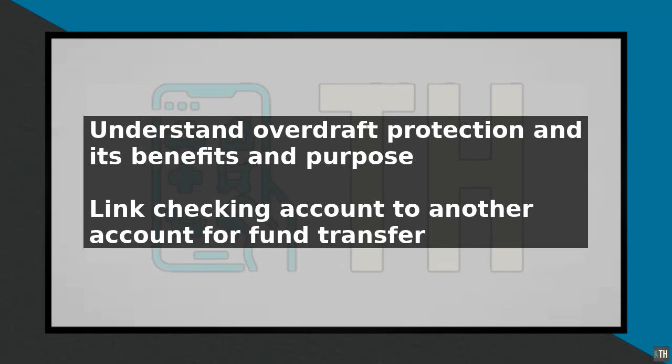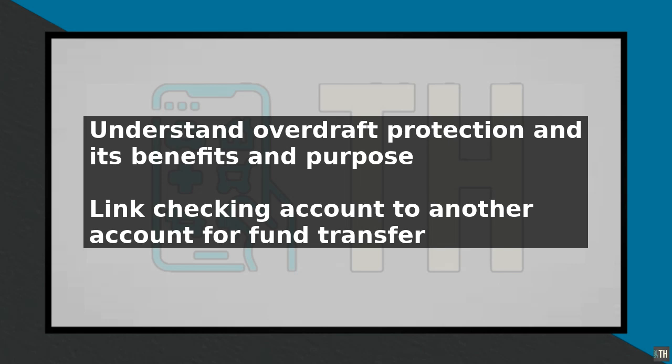To activate overdraft with Navy Federal, start by understanding what overdraft protection is. Overdraft protection is a service that allows you to link your checking account to another account, such as a savings account, credit card, or line of credit, to transfer funds when you have insufficient funds in your checking account.